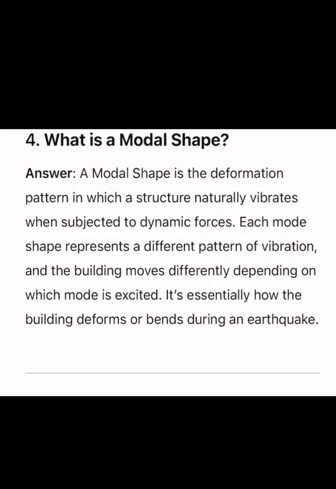Each mode shape represents a different pattern of vibration, and the building moves differently depending on which mode is excited. If the first mode is excited, it will move one way; if the second mode is excited, it will move differently. Every mode has its own vibration pattern and deformation pattern. It's essentially how the building deforms or bends during an earthquake. When the earthquake is happening, the building is going to deform and bend, right? So how is it going to bend? How is it going to deform? That study is related to the modal shape. Modal shape is nothing but a deformation pattern.